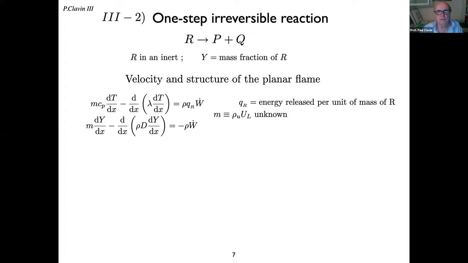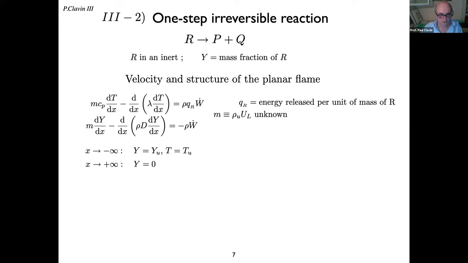Now I have written once again the equation for the system: temperature, species Y, the unknown, and I have introduced the energy released per unit mass of reactant, called QR. And this is the reaction rate. And the boundary conditions are very clear.